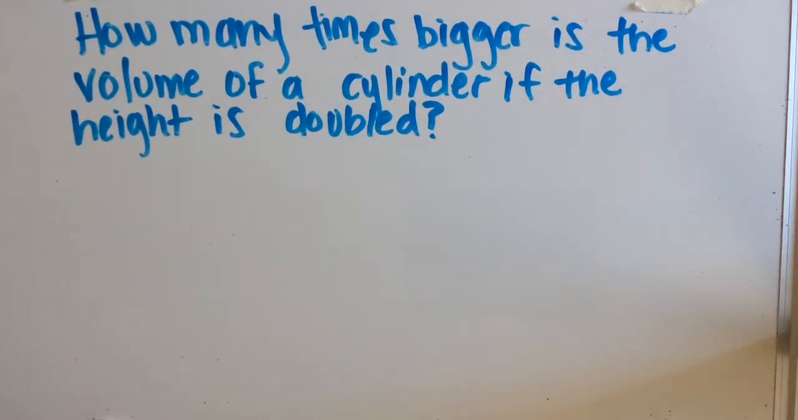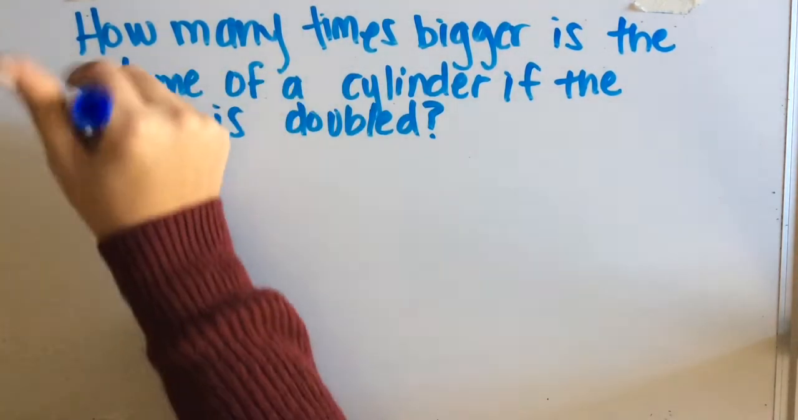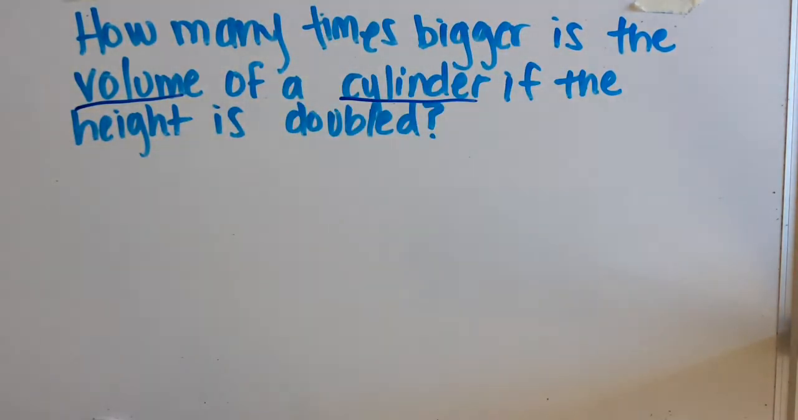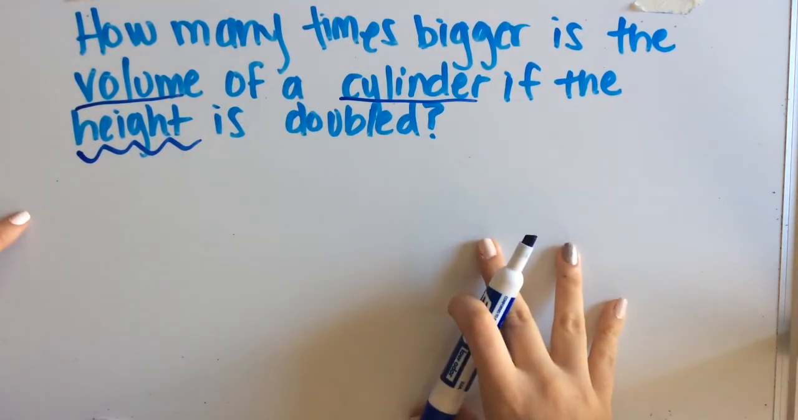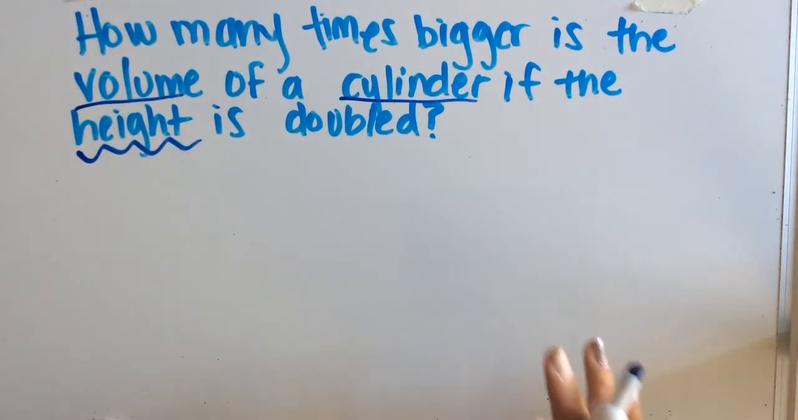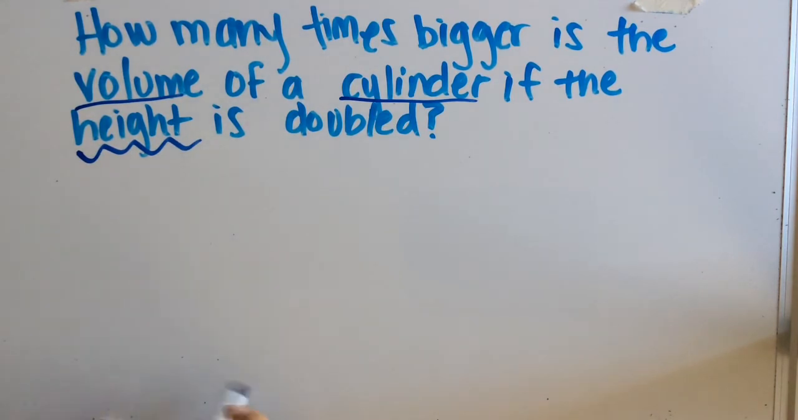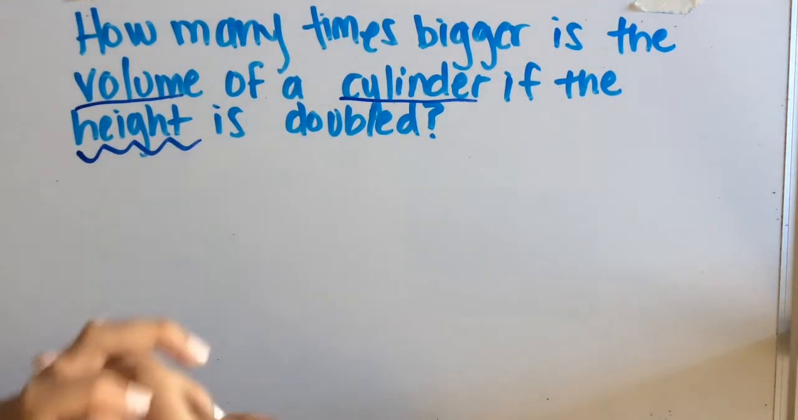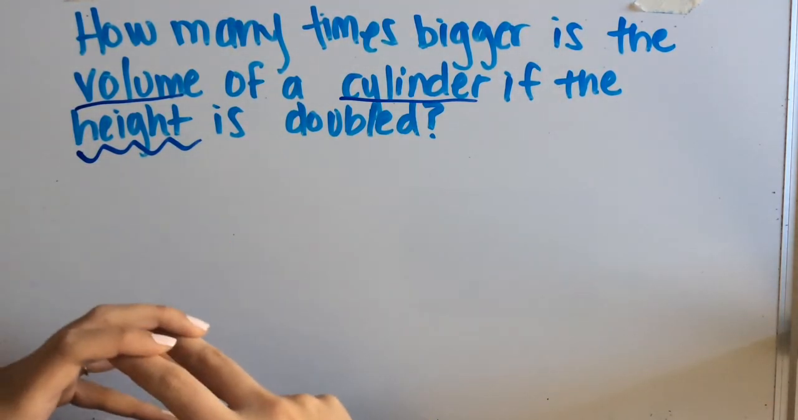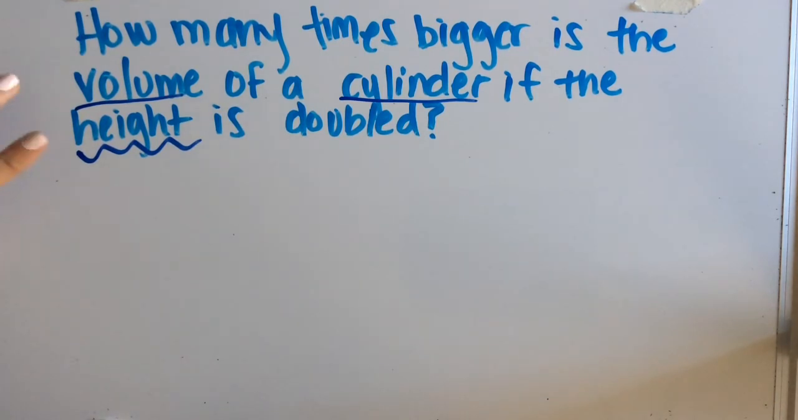All right, guys, so the question is, how many times bigger is the volume of a cylinder if the height is doubled? So I'm going to underline important things. How many times bigger is the volume of the cylinder if the height, only the height, is doubled? So unlike my last example, where all the dimensions of the shape change, so if I were talking about a cylinder, that means the radius of the cylinder changed and the height of the cylinder changed. That means every single part of that same shape changed in size by the same rate. But in this case, only the height of the cylinder is changing.